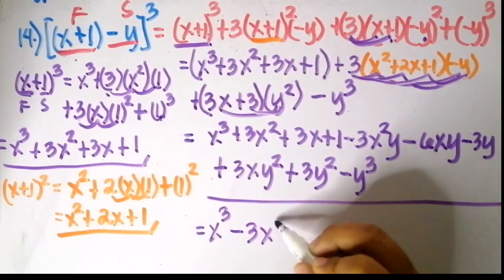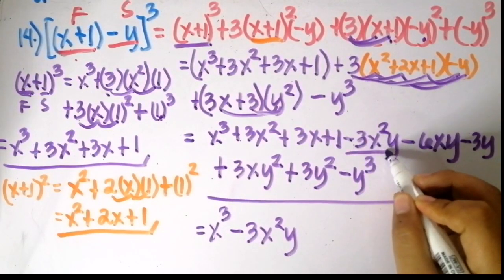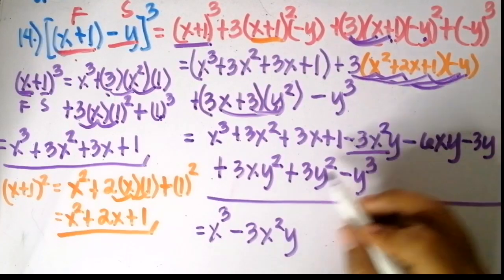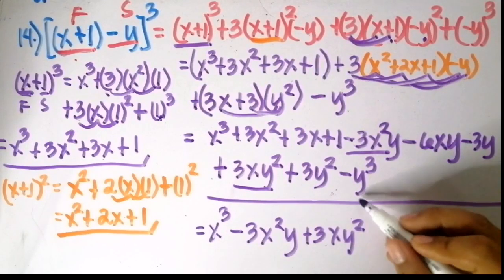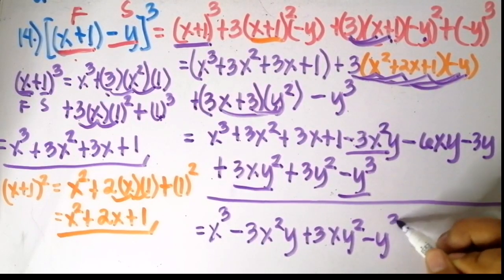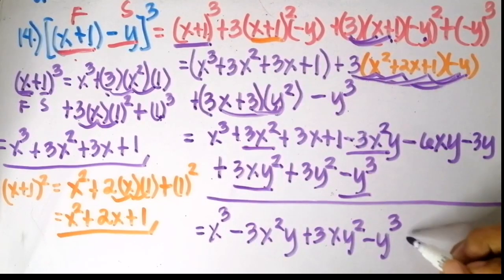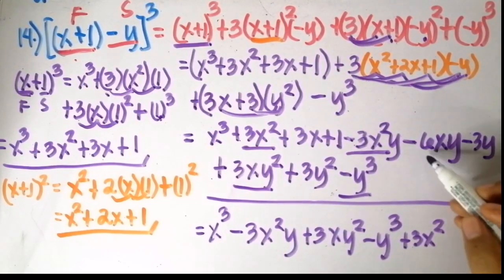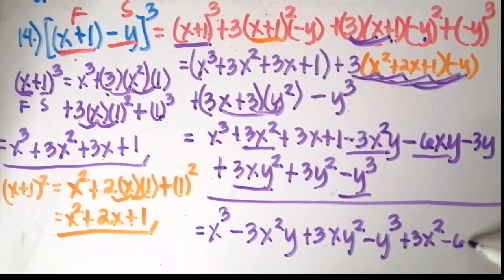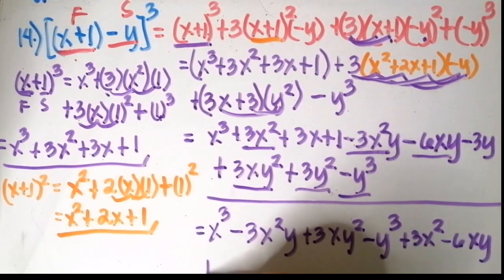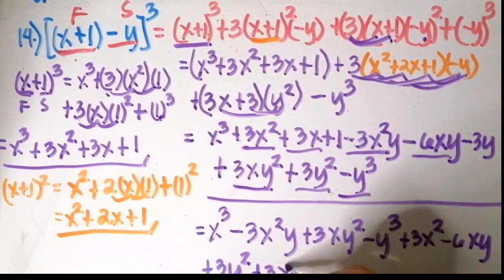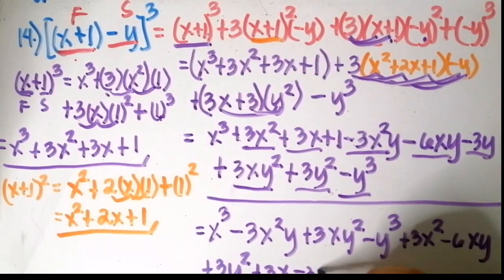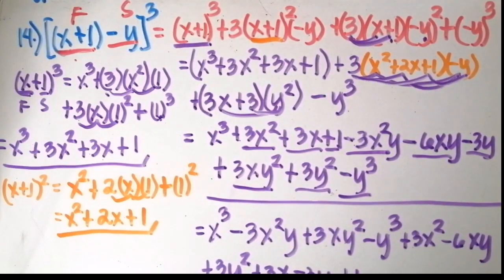Negative 3x squared y. Then, ang susunod ay positive 3xy squared. Then, ang susunod ay negative y raised to 3. Positive 3x squared. Ang susunod ay ito, minus 6xy plus 3y squared plus 3x minus 3y plus 1. Okay? So, this is now the final answer.